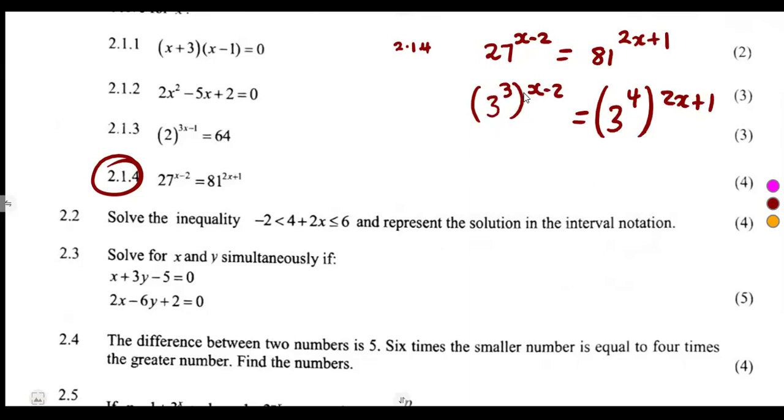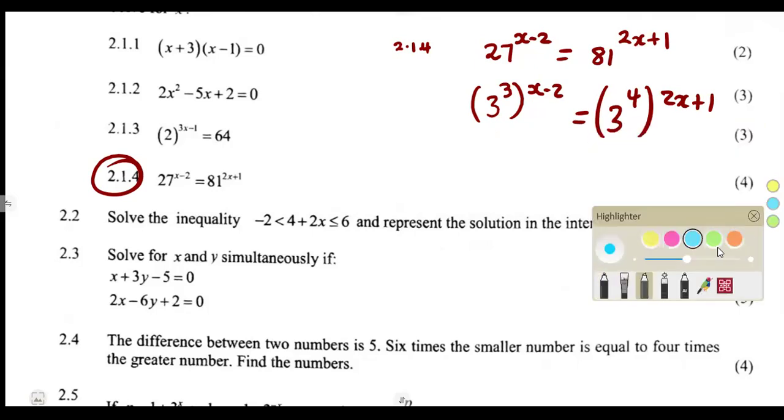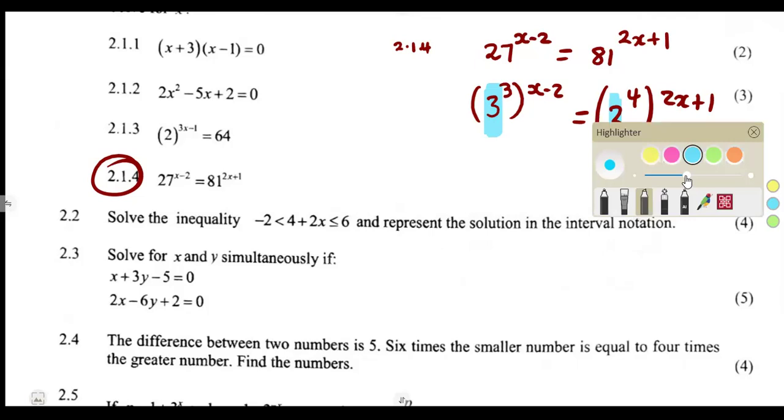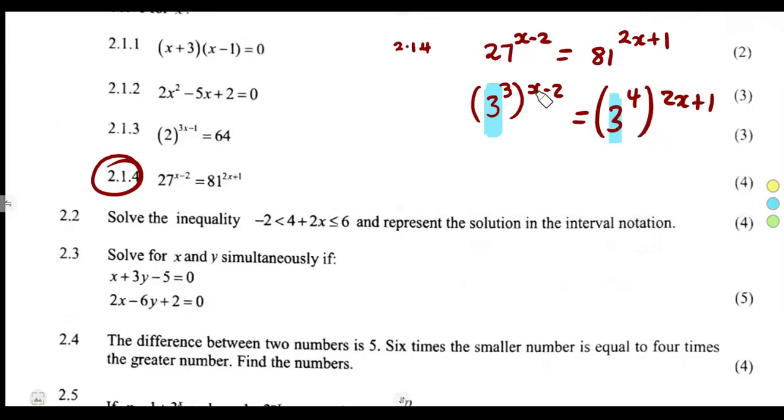What is the concept? As long as the bases are the same, if you can see it from here, this is base of 3, and this is also base of 3. They're the same. So what does it mean? The remaining part of our exponents is the same. Remember your laws of exponents.